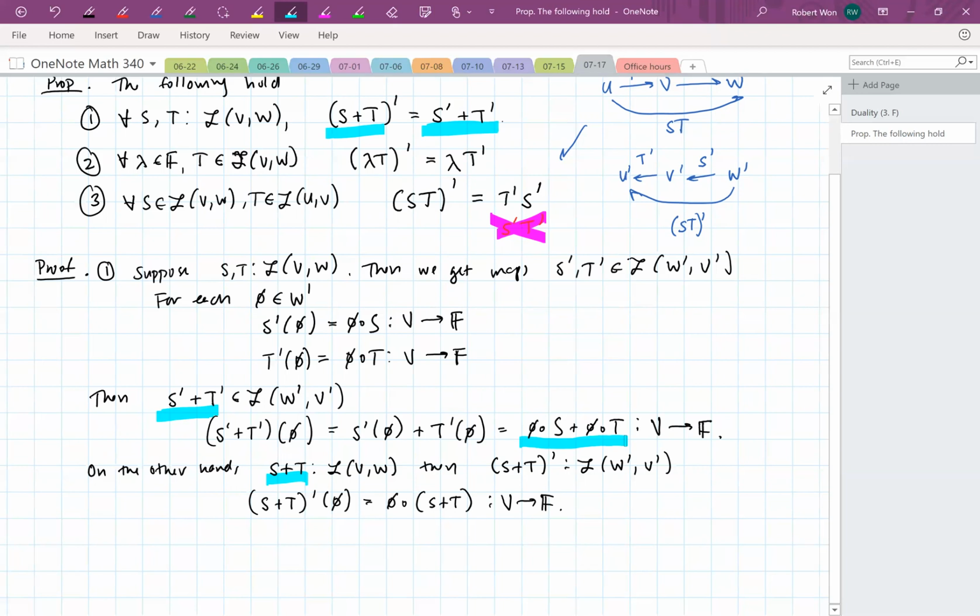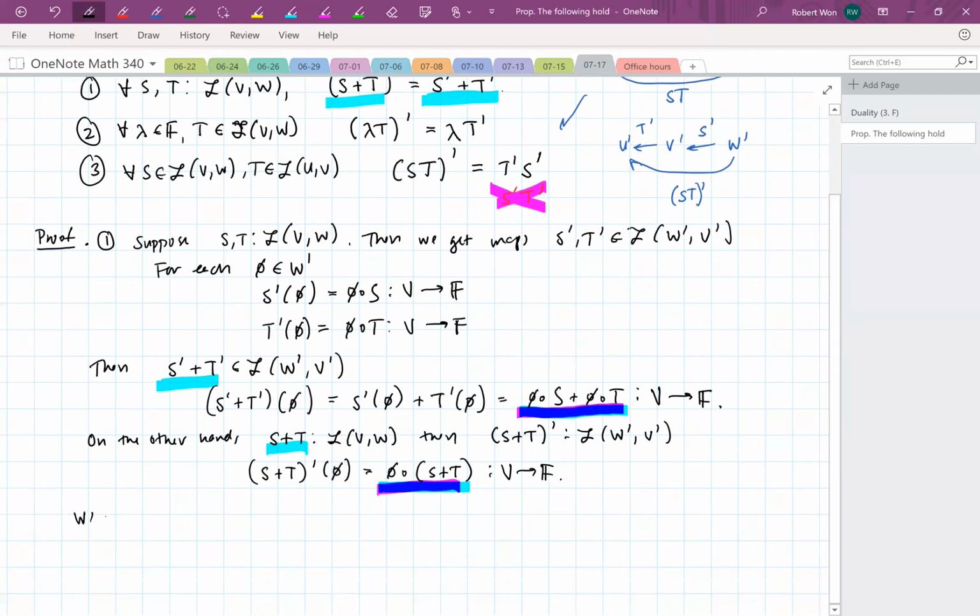When you plug in a phi, you get phi of S plus phi of T. When you plug a phi into this function, you get phi of S plus T. So I just need to check that these two underlined things in purple are the same function from V to F. We need phi of S plus phi of T to equal phi of S plus T as functions from V to F. Because then the underlined blue things do the same thing to every single phi.